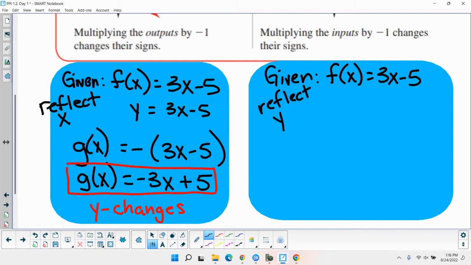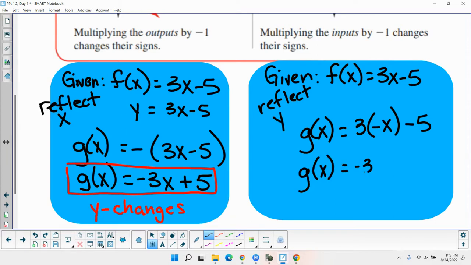Okay, so g of x equals 3 times negative x minus 5. We're changing our x. Just that part, not the whole thing. All right. So basically all it does is that negative x, we can make that negative sign out front of the 3. That's our reflection about the y-axis. The x changes.